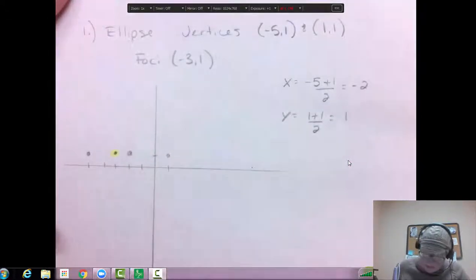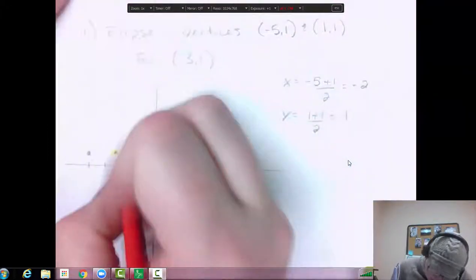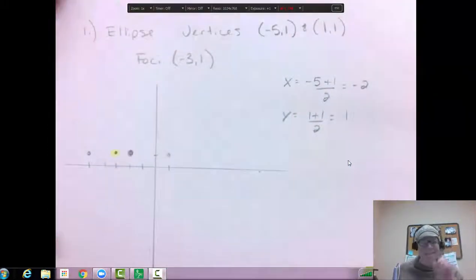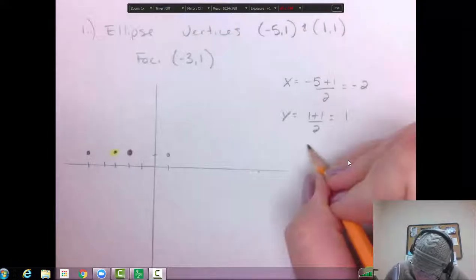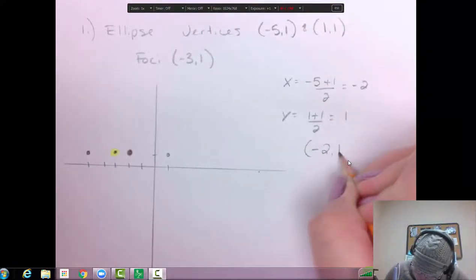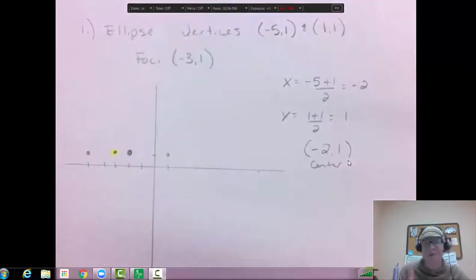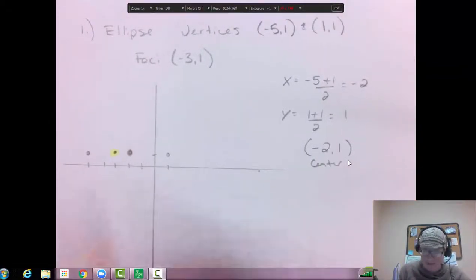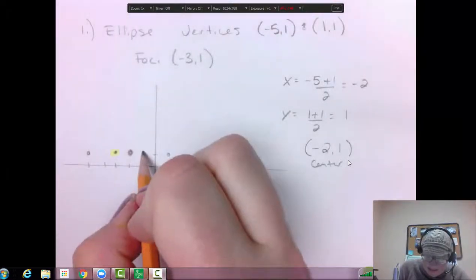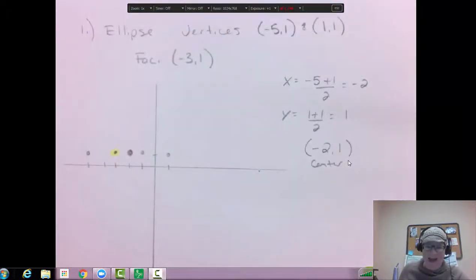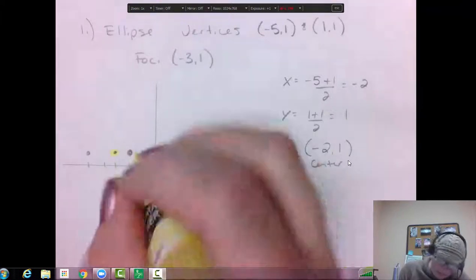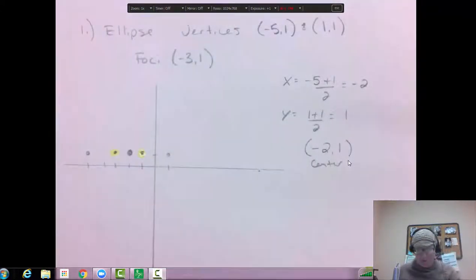So here's the center of my ellipse. You find that midpoint. I tried to make that red, but that surely didn't show up very well, did it? So that's at -2, 1, and that's our center. We also know that the foci have to be the same distance on both sides, so the other focus is going to be here at -1, 1. Those are our two foci, because they have to be the same distance away from the center.